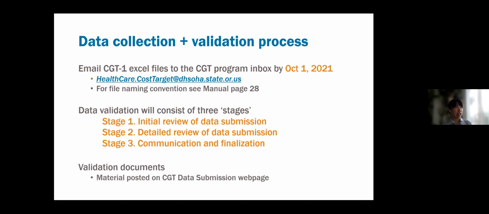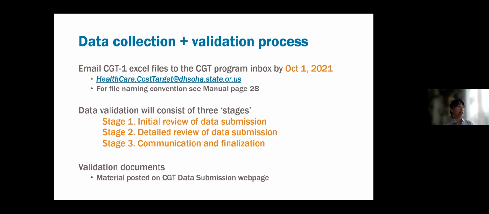Next, we'll talk about data collection and validation. These will be emailed Excel files. You'll email directly to our program inbox. The email is here. For file naming conventions, we point you to the manual page 28. Once again, those files are due by October 1st. And then the last few slides are a little bit about what our steps are for validating the data. So just keep in mind, this data validation is only relevant for individual payer files.